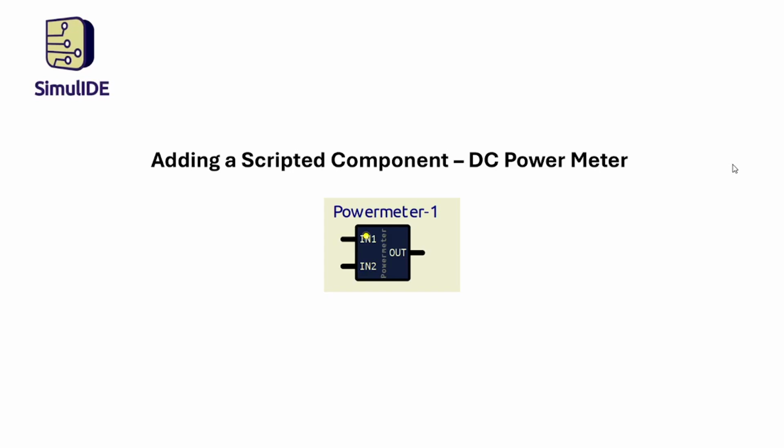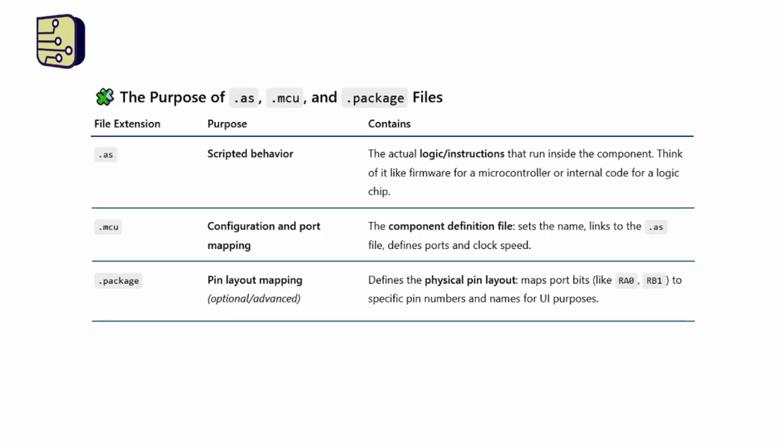In this tutorial, we'll walk through the process of adding a scripted component in SimulIDE to create a DC power meter. We'll begin with a brief overview of the theory and then see how it integrates into the SimulIDE environment. A scripted component in SimulIDE is made up of 3 files that work together, as shown here. Each file has a specific role. One defines the behavior, one defines the structure and configuration, and one defines the visual representation in the circuit.